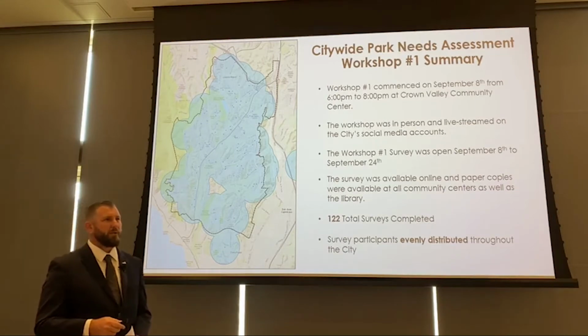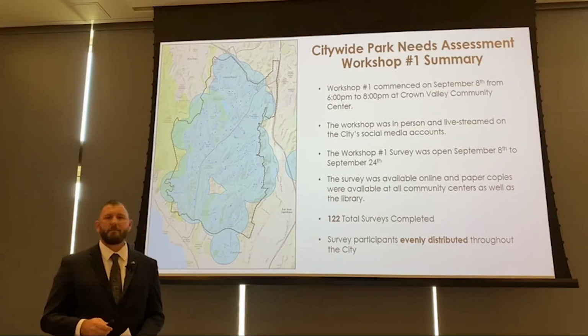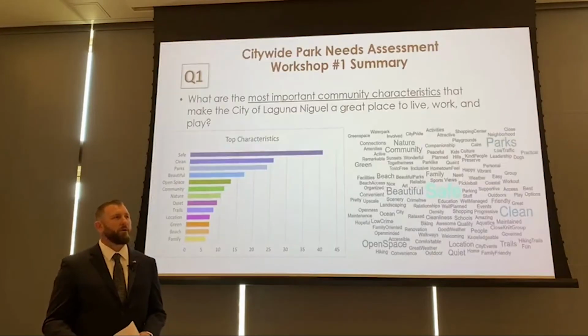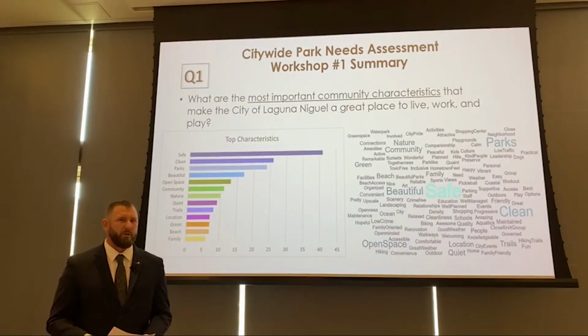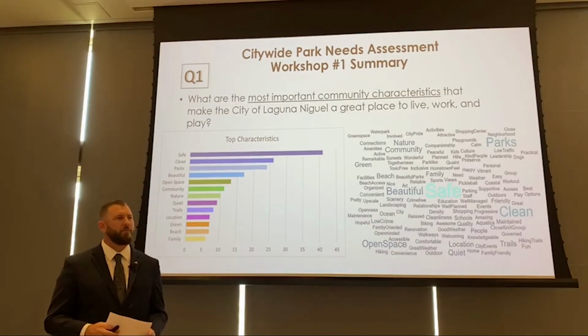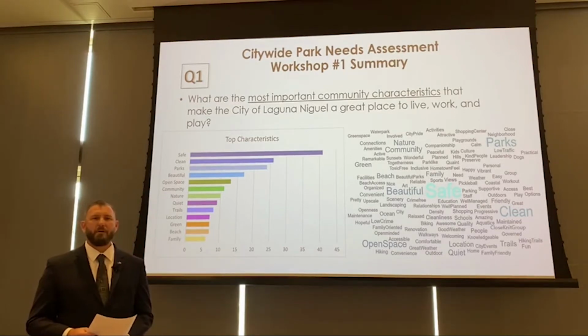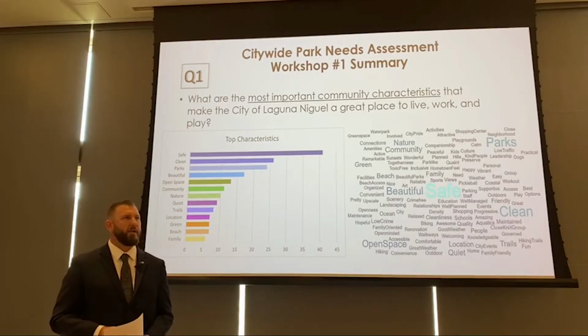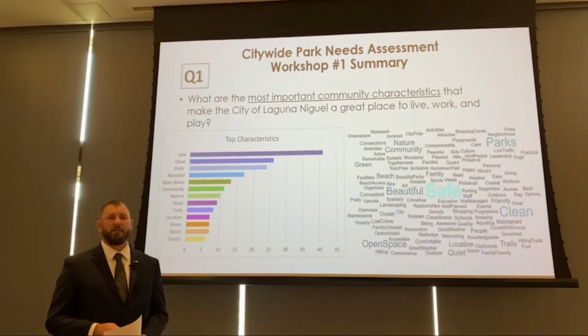Workshop 1 was conducted from September 8th to September 24th. We had 122 surveys completed in total on that workshop. We also had a great distribution of surveys collected across the community. Some of the top items that we heard when we asked the question, what are the most important community characteristics that make Laguna Niguel a great place to live, work, and play?